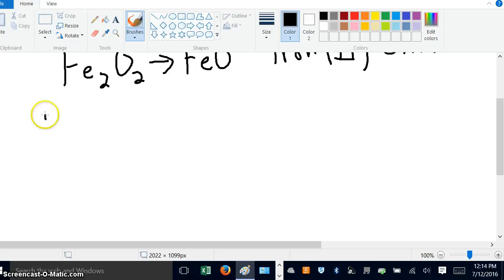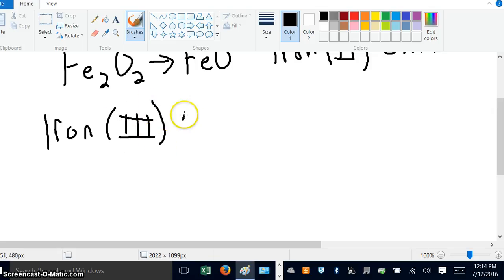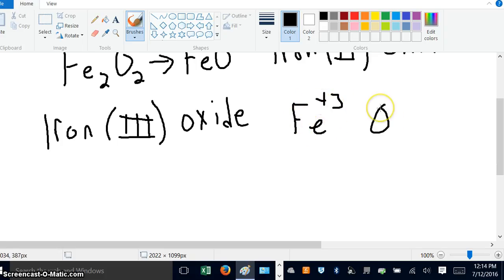I'm going to start with the proper name, iron. So now it's going to be iron 3, the Roman numeral 3. Iron 3 oxide. We can work this out using the crossover technique. So this would be Fe +3 this time, and the oxygen, of course, is already -2.